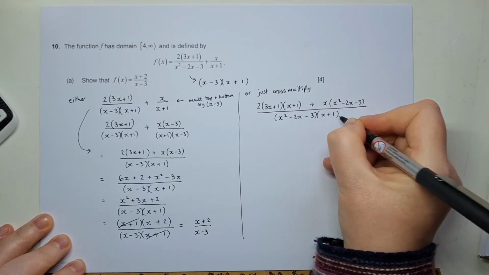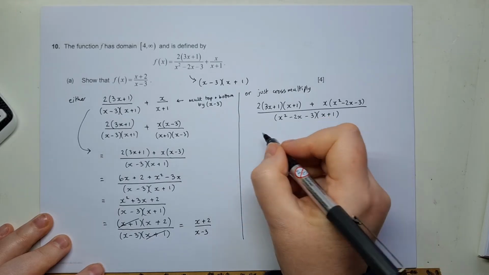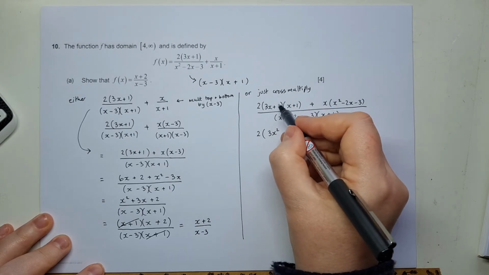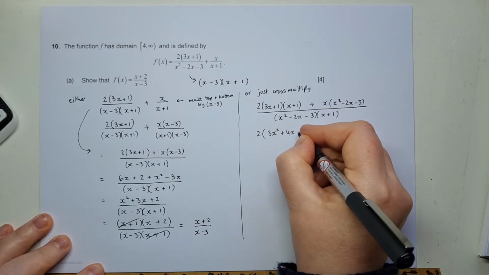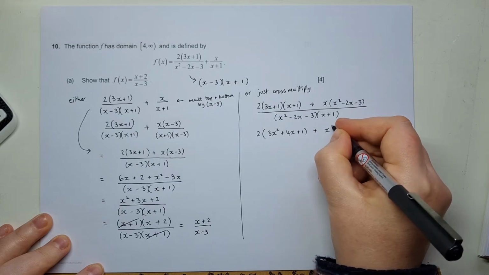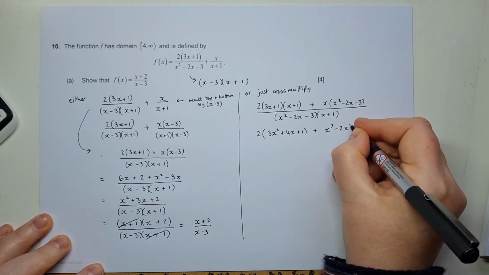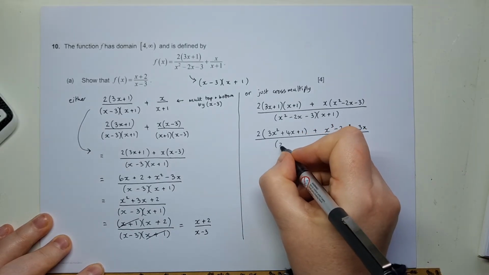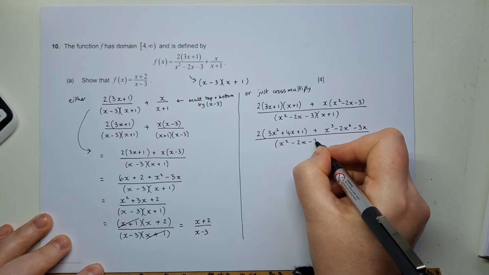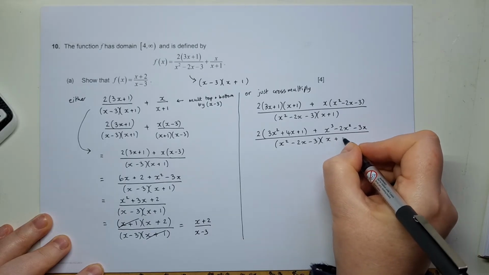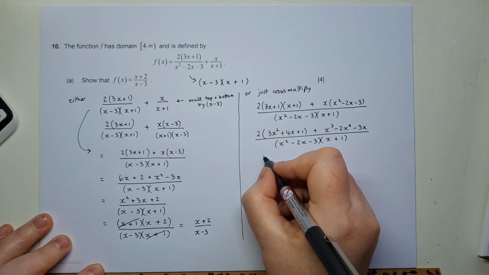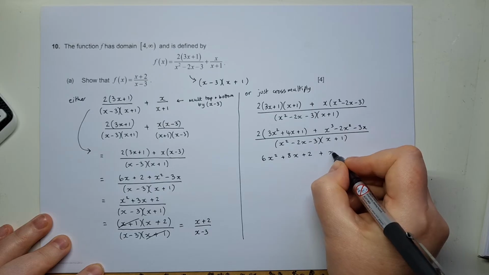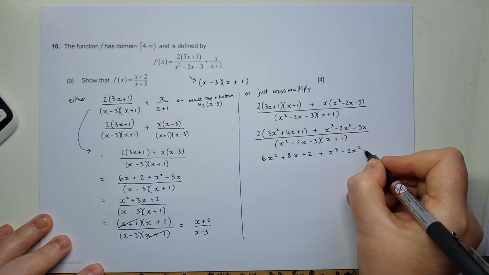times x plus 1. Okay, if we times this out, I'll times the brackets first, so that'll be a 3x squared, a plus 4x and a plus 1. I can times that out. Okay, and let's just keep the bottom as it is for a minute. There's not much point timesing the bottom out, you'll only have to refactorise it. Okay, so keep timesing.